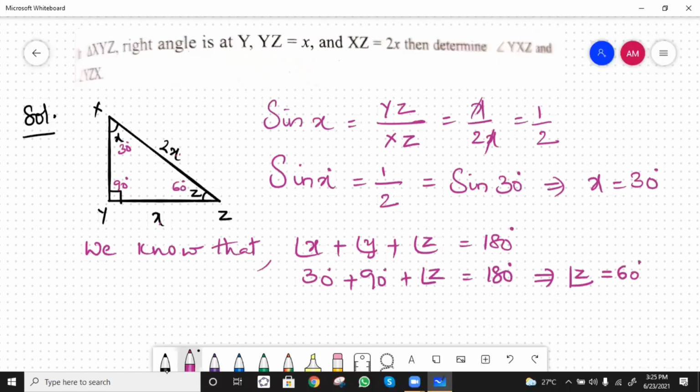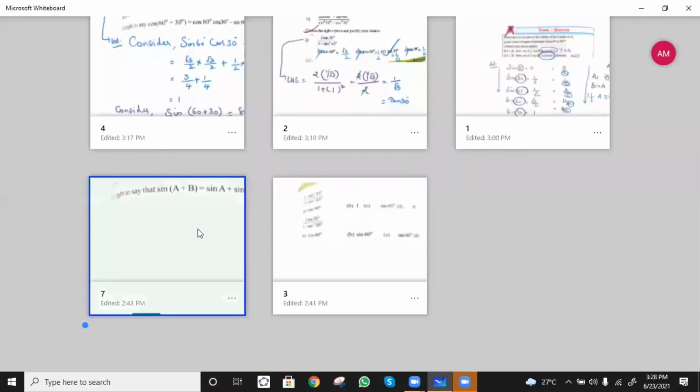So angle Z is equal to 60 degrees. From the triangle, angle YXZ is equal to 30 degrees, and angle YZX is equal to 60 degrees. That's all. In this way, we have to find the angles of a right angle triangle when the sides are given. Let us move to the last problem, the last problem of this exercise.